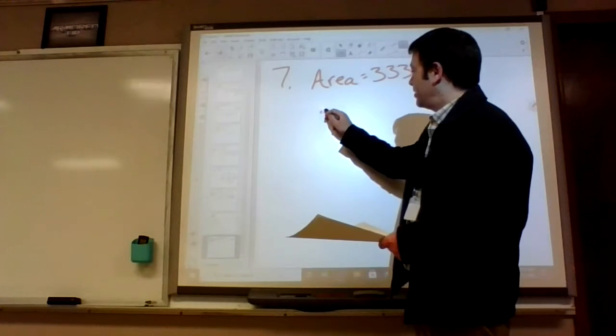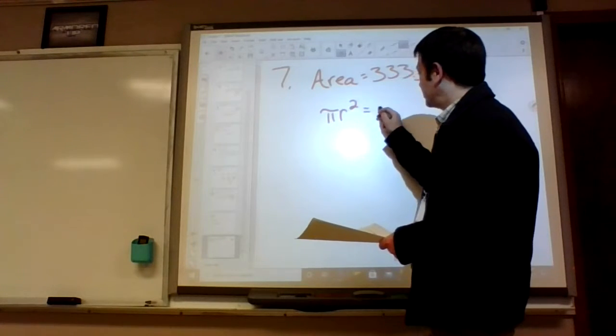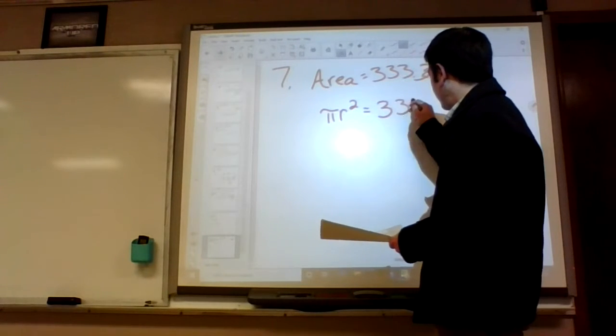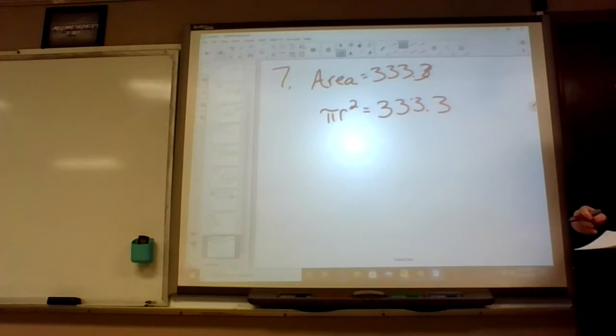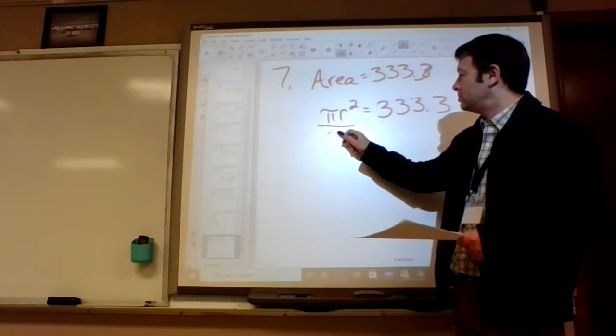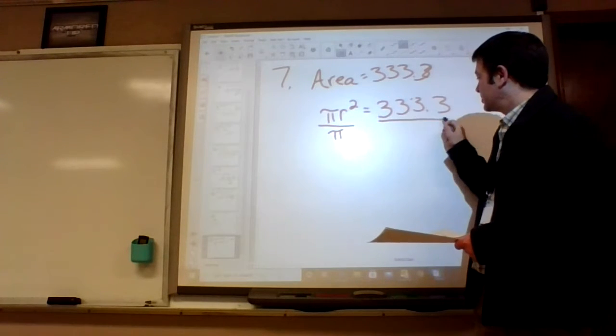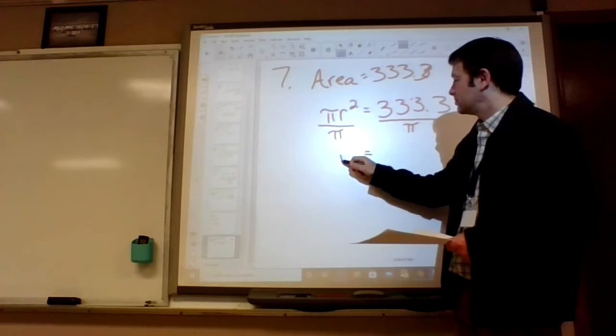Okay, well I know the area formula is pi r squared, right? And that should equal 333.3. How do I solve for r? Right, get r by itself. Divide by pi. So somebody plug that in your calculator. 106.1.